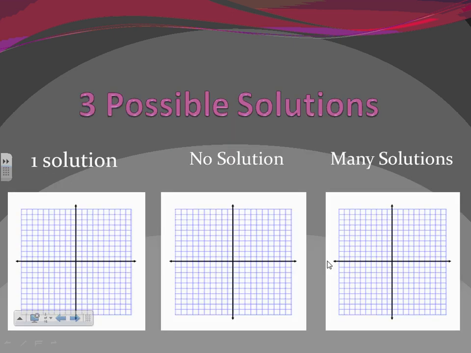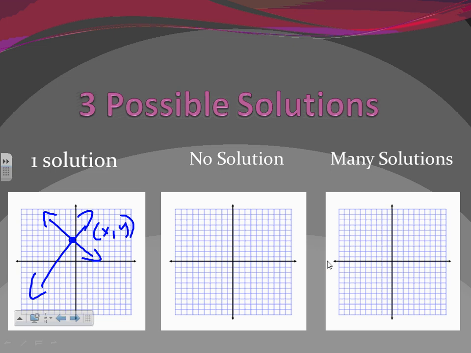We know that if it's one solution, it will be two lines that intersect at one point. So you will have a line like so and a line like so. So at your intersection, you're looking for an x and a y.